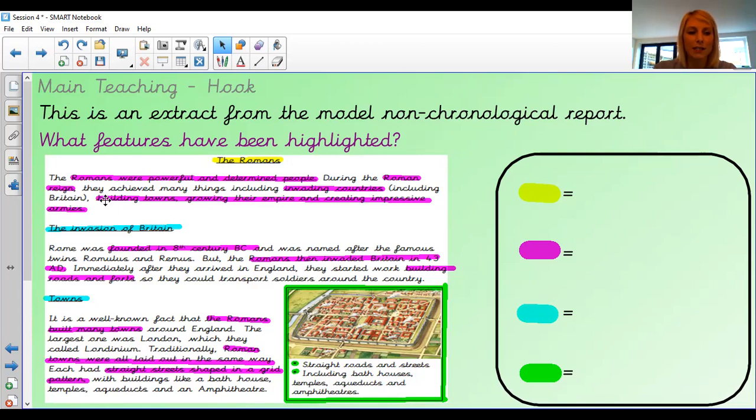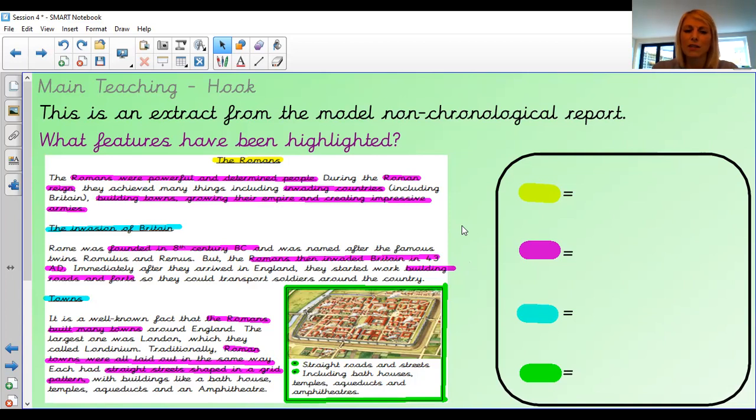So here I've highlighted Romans were powerful and determined people, Roman reign, invading countries, building towns, growing their empire and creating impressive armies, founded in 8th century BC, Romans then invaded Britain in 43 AD, building roads and forts, the Romans built many towns, Roman towns were all laid out in the same way, and straight streets shaped in a grid pattern. So what do you think I've highlighted there?